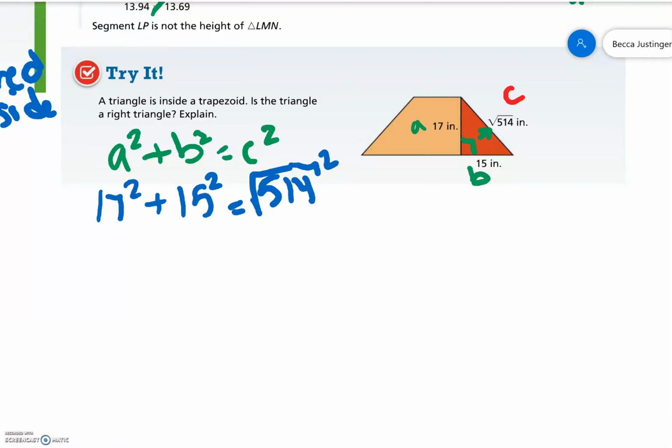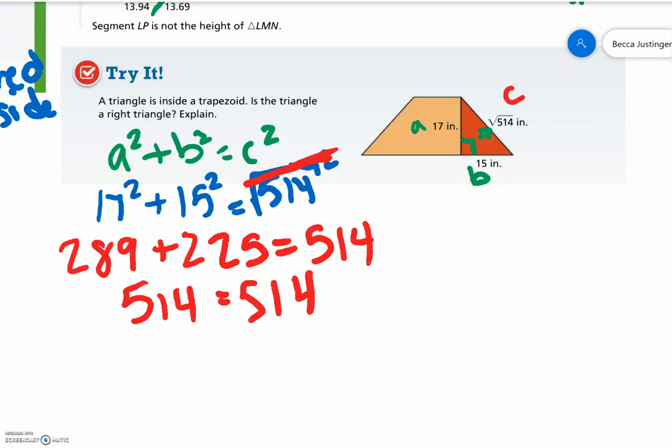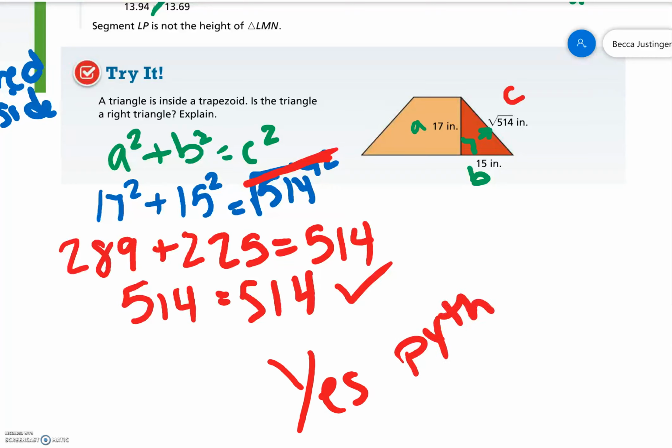Get out my handy dandy calculator. 17 squared is just 17 times 17, which is 289. Plus 15 squared is 15 times 15, aka 225. And the square root of 514 squared, the square root and the squared cancel out to give us 514. So we add 289 plus 225, and we get the lovely 514, which is equal to 514. So it checks out. Yes, it is a right triangle. The Pythagorean theorem works.